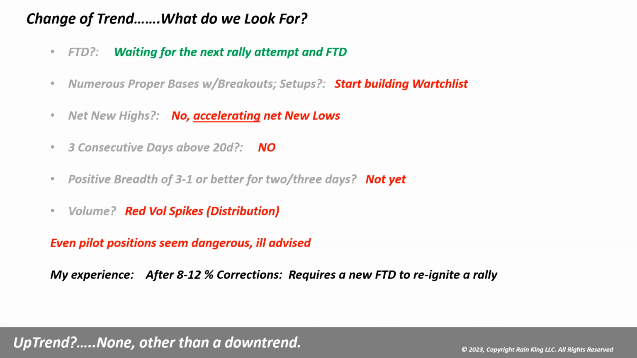We're starting to build our watch list. There are some names that are starting to fill out better than others. But we have net new lows, which is really negative. We have no consecutive days above the 20. We have resistance at the 20. The breadth has not been good. Volume spikes are still red on balance. And so it's just not a good environment. Nothing really has changed on the front to tell us that maybe we should be prepared for a turn.